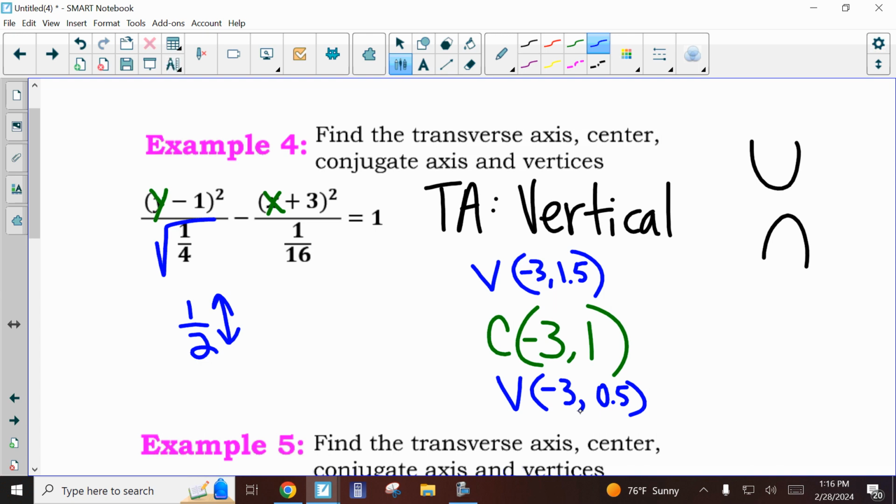So make a note to yourself to pay attention to the order of these letters here, because that's going to impact your center if you're not careful. Don't write your center backwards. Sometimes these letters are backwards.